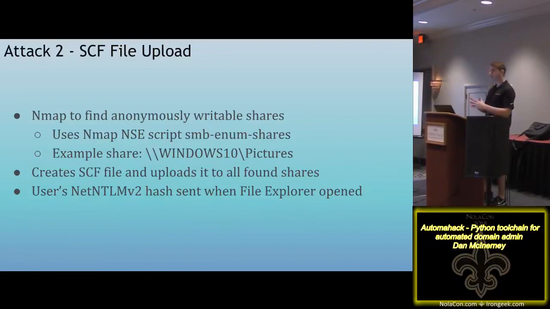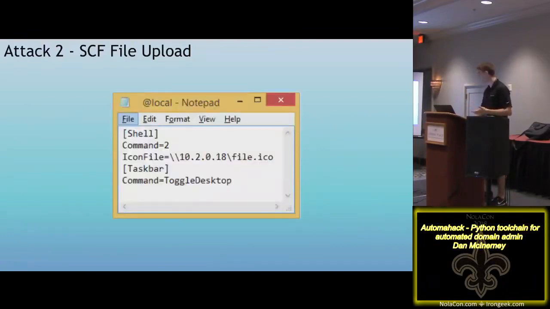Attack 2 is going to find all anonymously writable network shares, not necessarily readable, and it will upload an SCF file. This is what it looks like. It just says shell, command 2, and then the icon file is where it actually matters. That's the attacker machine, my Icebreaker machine. So we'll upload that file to all the file shares.